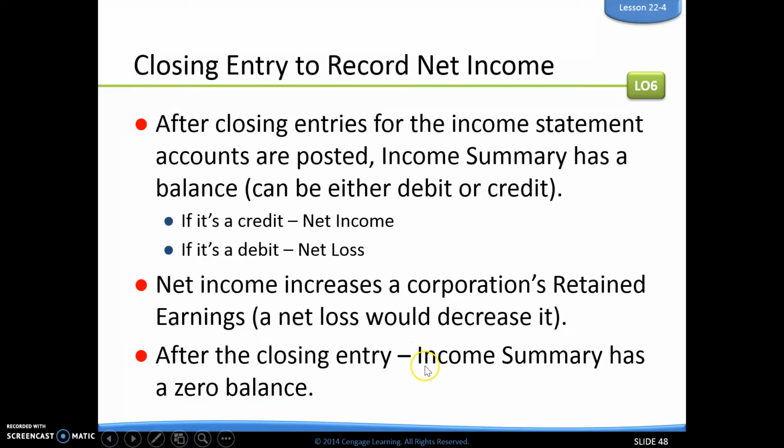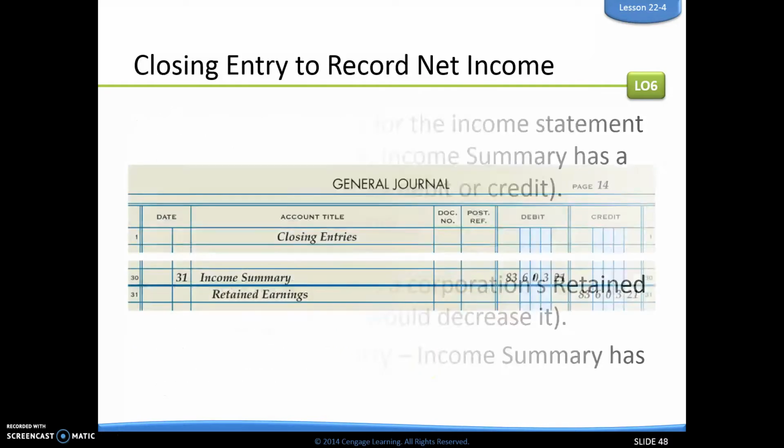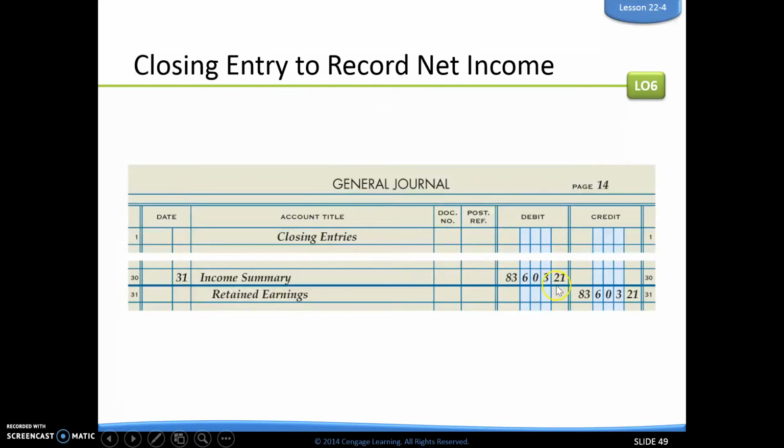And then after this closing entry happens, income summary is actually at a zero balance. So when we look at this number, it is actually the difference in income summary, whether it has a debit or a credit balance, that goes here. And then retained earnings gets credited. Now, if this were a net loss situation, these two numbers would be flip-flopped. Right? Retained earnings would be debited and income summary would be credited.